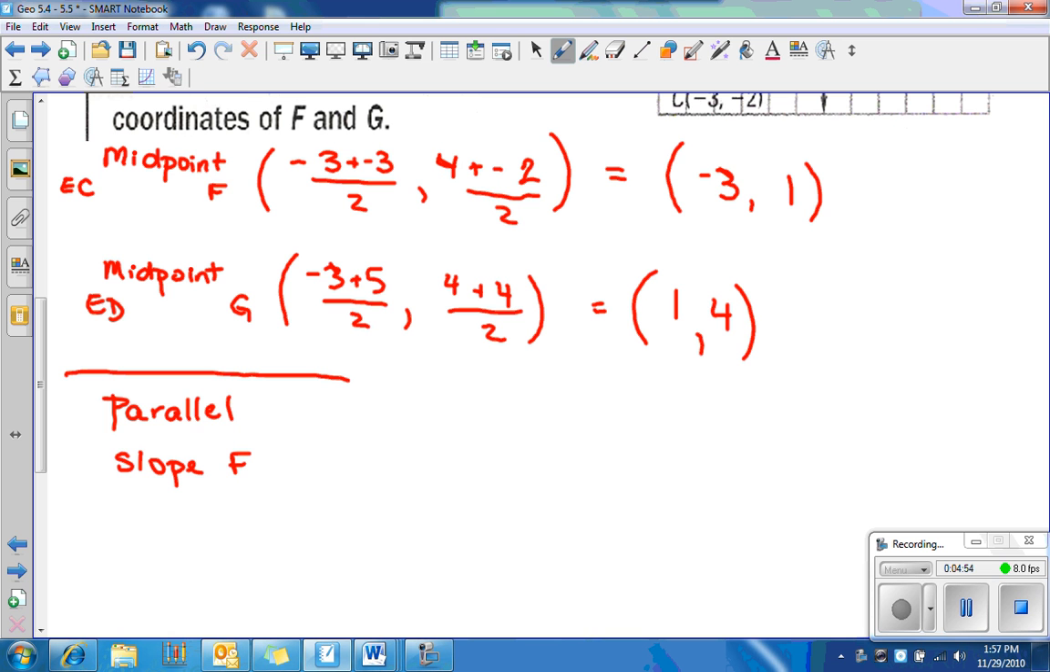Does anybody know the slope formula? Okay, if it's graphed for you, you could do rise over run, and that's quicker only if it's graphed. If not, your slope formula is the change in your y's divided by the change in your x's. Do you remember that? Okay, that's the formula. But if it's graphed for you, rise over run is a lot quicker, but not always is it graphed for you.